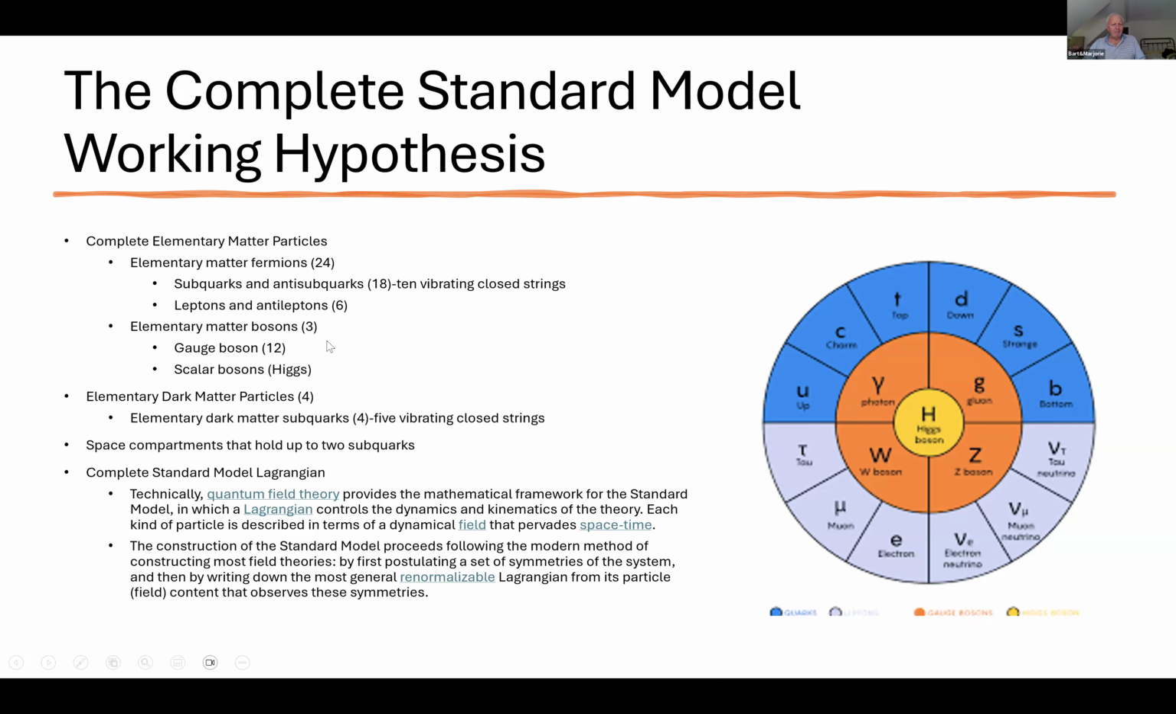We have elementary matter bosons, but now the gauge bosons are multiplied by, there's actually only 3 of these. There's the gauge bosons and the Higgs boson here. And then we have the elementary dark particles, which make up 4. It's not shown here because we haven't included it. And then we have compartments of space, and those can each hold up to 2 subquarks. So that makes up everything here, and that requires a new Lagrangian.